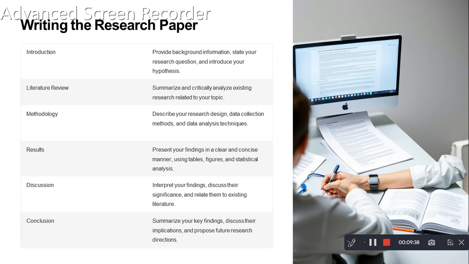Then finally you can conclude your research work: summarize your key findings, discuss their implications and propose the future research direction. That is most important. So from the results you can identify lung cancer in early stages, like that. If you state that in your conclusion part, you should give some future research direction for the readers. So these are all the steps we should follow while we are writing the research paper.